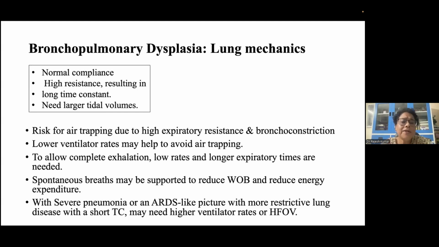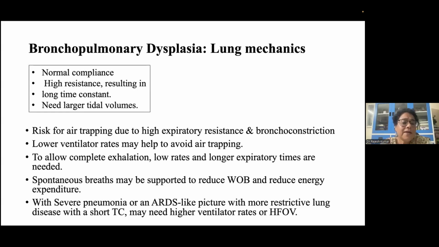So the lower respiratory rates would help in providing not only time for expiration, but also, because we have kept the time constant longer, help in delivery of the tidal volume to the alveoli. For many of these babies, to support spontaneous breaths, we might have to ventilate using different modalities like assist control or pressure support. These would help in decreasing the work of breathing.